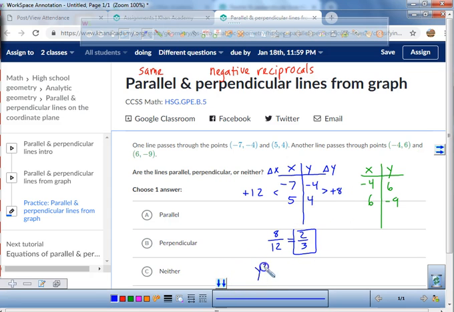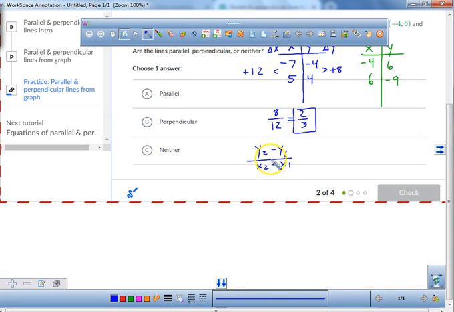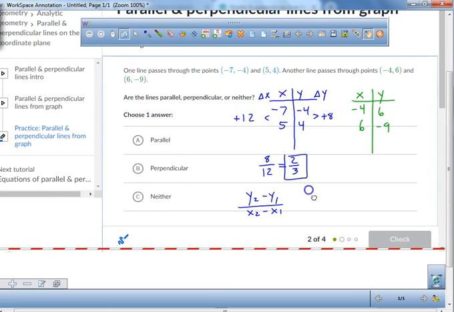Obviously, you could use y2 minus y1 over x2 minus x1. You could use the slope formula, plug it in, and do the exact same thing. This is just a fast way for me to get it without having to do a big formula.